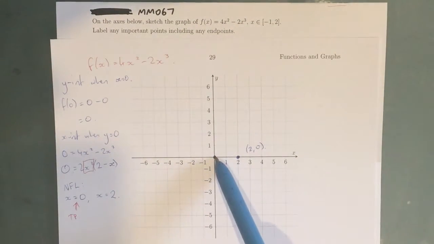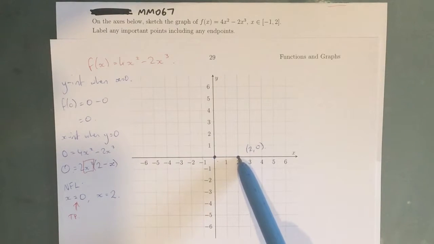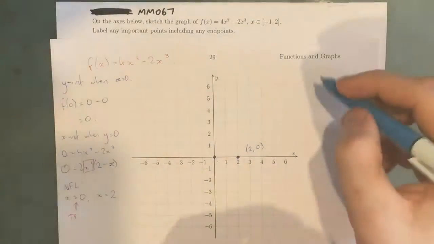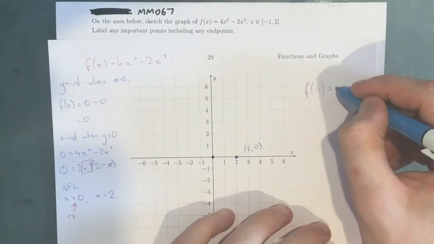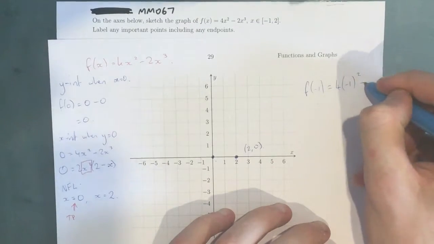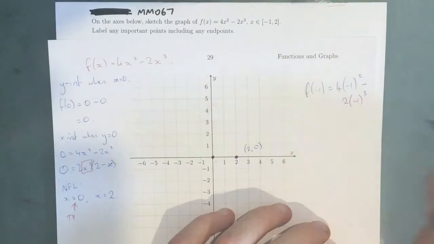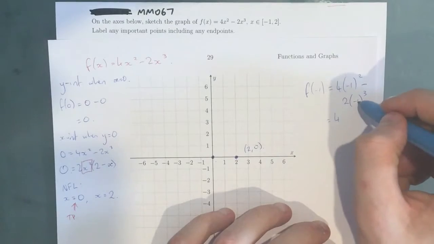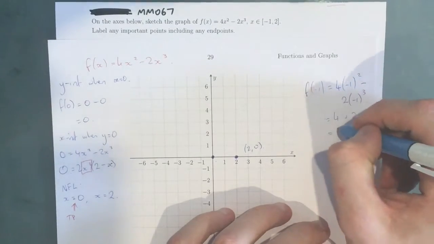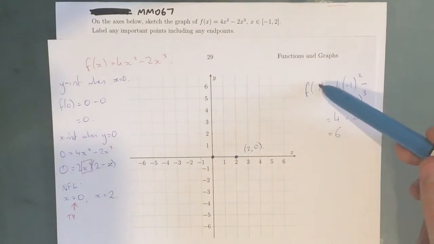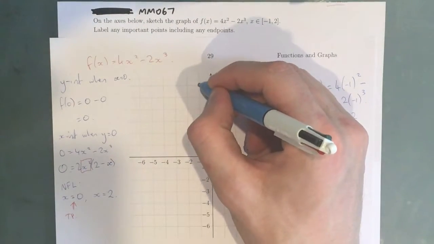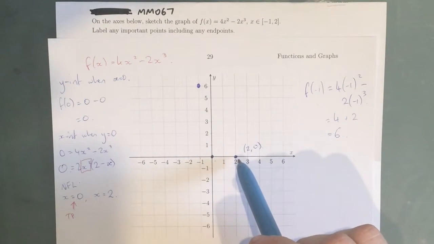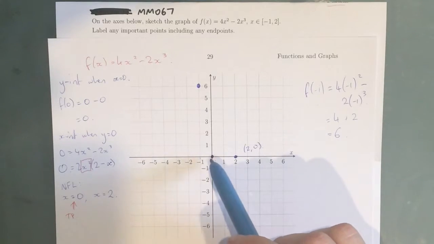So we know that there's a turning point at (0, 0). We know that there's an x-intercept at (2, 0), which is also our endpoint because of this 2 up here. And now we need to find our endpoint at -1. So f of -1 is equal to 4 times -1 squared, take away 2 times -1 cubed, which equals 4 times +1, which is 4, take away -2, which is +2. So this becomes 6. So our endpoint is (-1, 6), which occurs up here. So now we know our endpoint, our turning point, our x-intercept, which is also (0, 0), and our y-intercept.